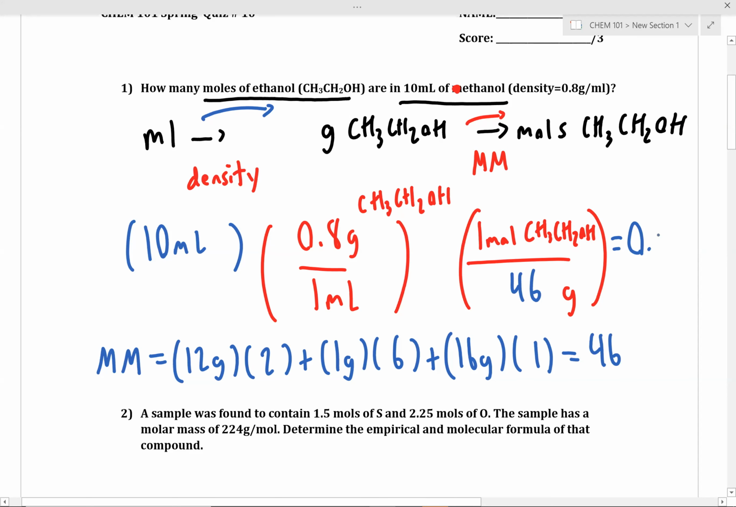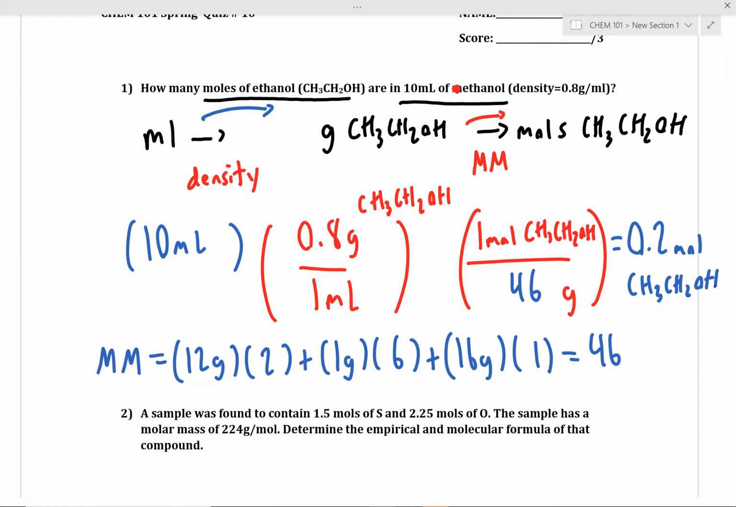Oops, let me just fix that really quickly. So we have 0.2 moles of ethanol. And I always like to specify moles of what? I prefer to specify my compound identity, so that way I always keep my number in order and I make sure my order of magnitude is reasonable. Does that make sense? Okay.